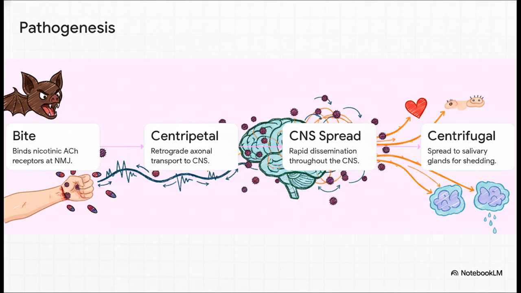And then, step 4, it switches gears. It starts centrifugal spread, moving away from the CNS, traveling down sensory and autonomic nerves to the skin, the heart, and critically, the salivary glands, where it's shed in saliva to infect the next host.